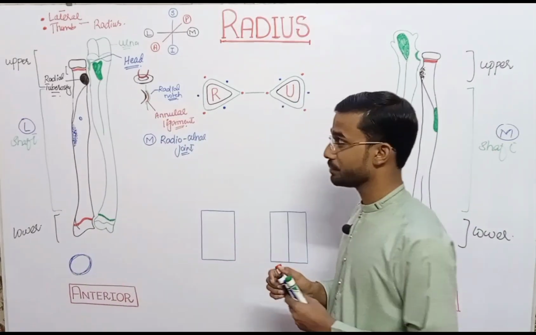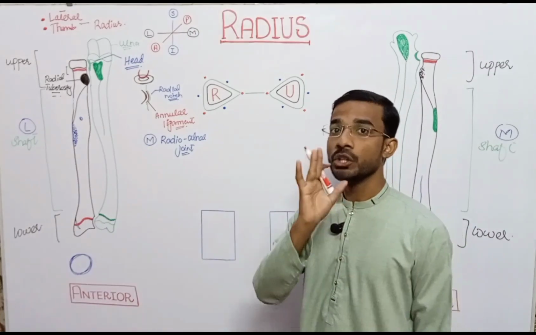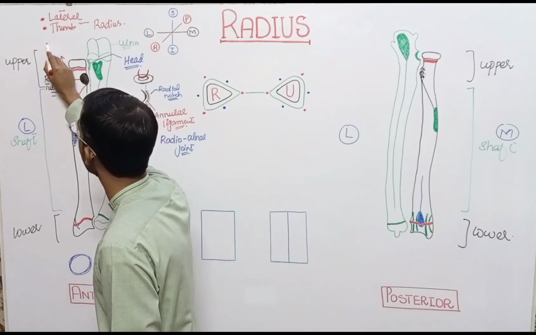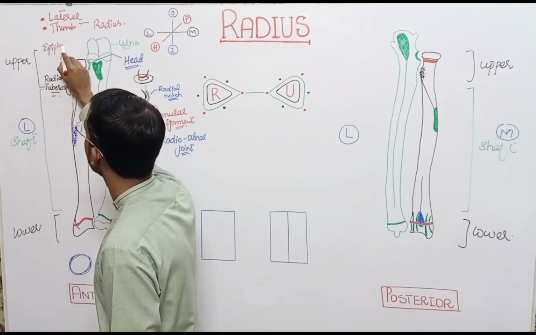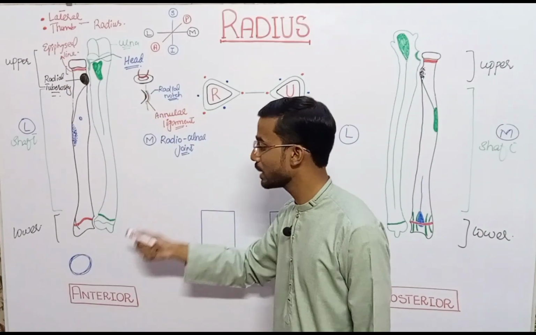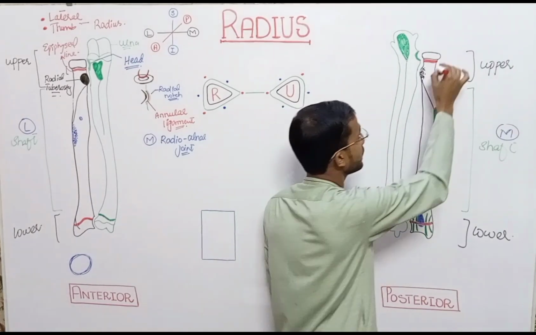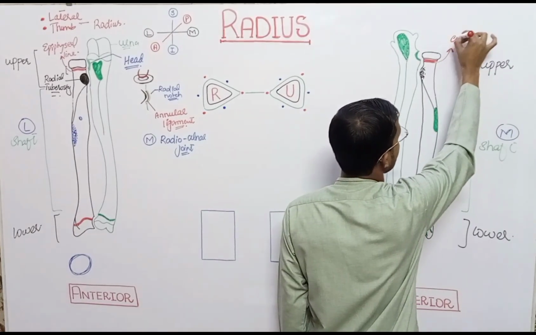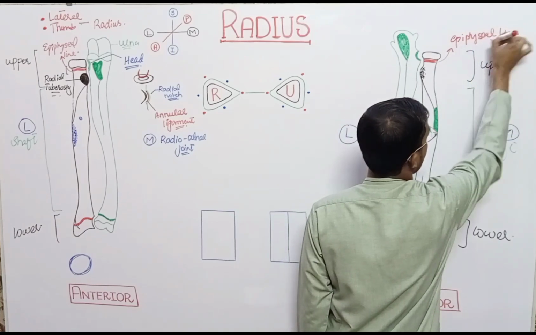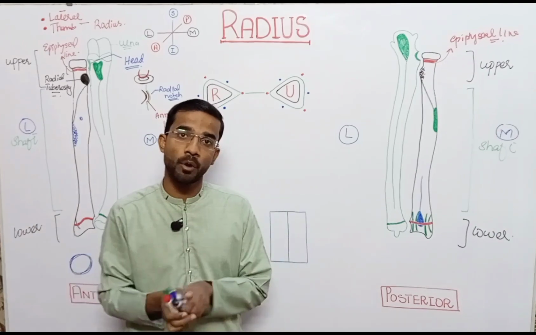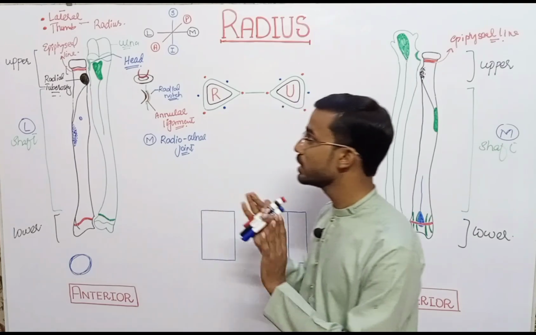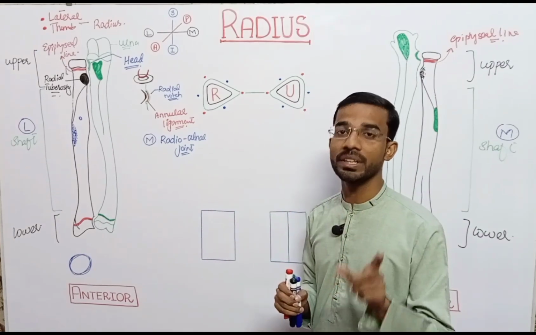And you see that at the neck region you will see the epiphyseal line. Here this reddish line is actually the epiphyseal line, and it can be prominent at both the anterior and the posterior side. So this is the upper part of the radius.